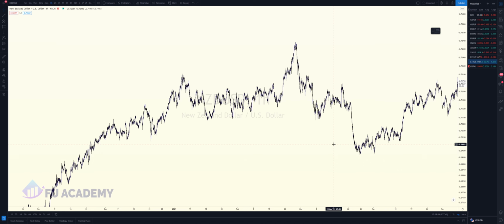Now I'm going to be going through multiple time frames and showing you guys how it went all the way from the top to the bottom.